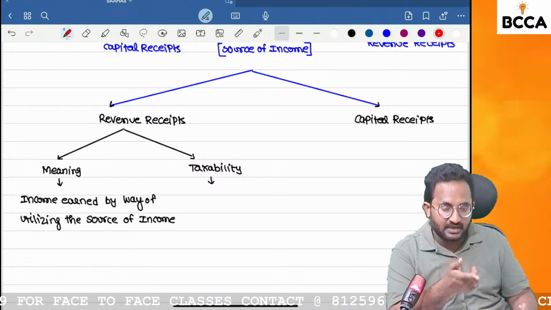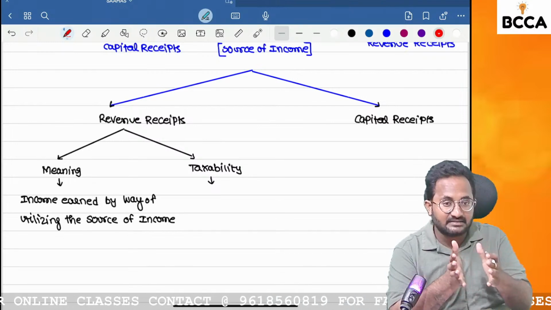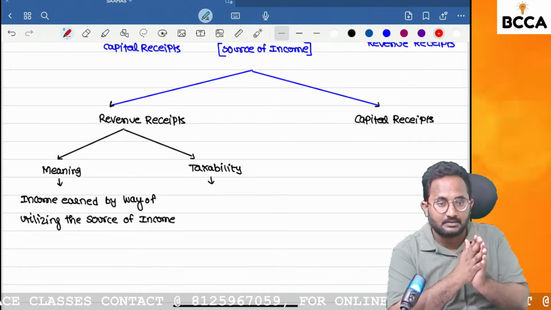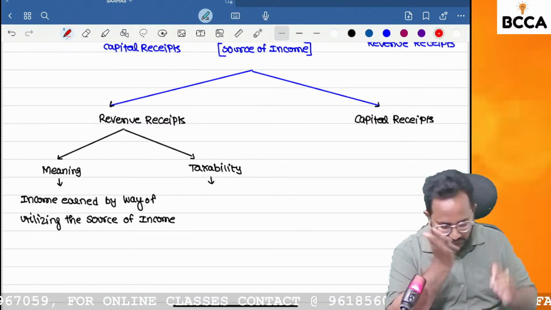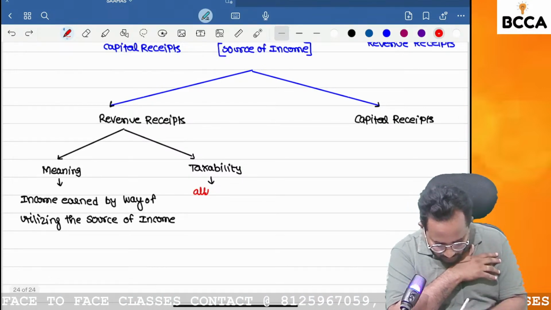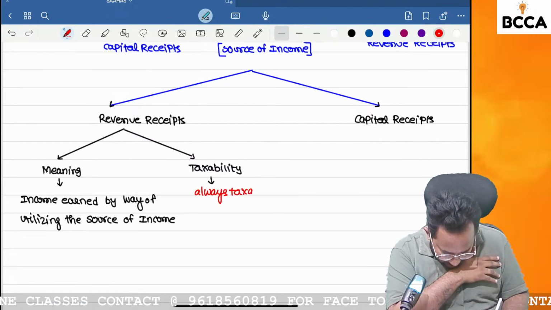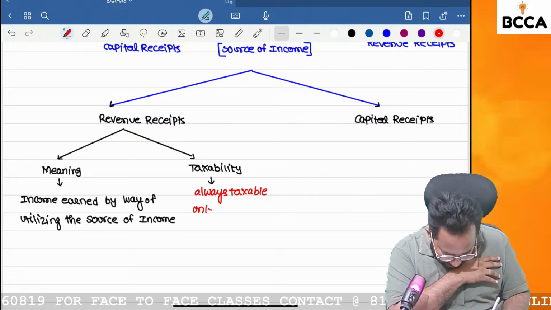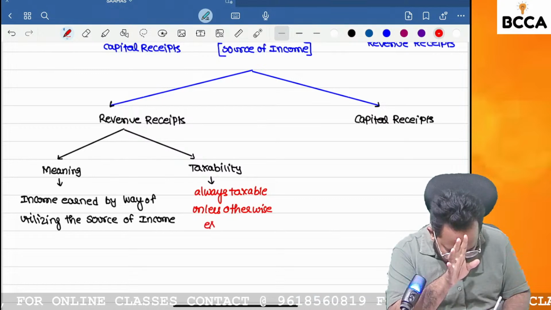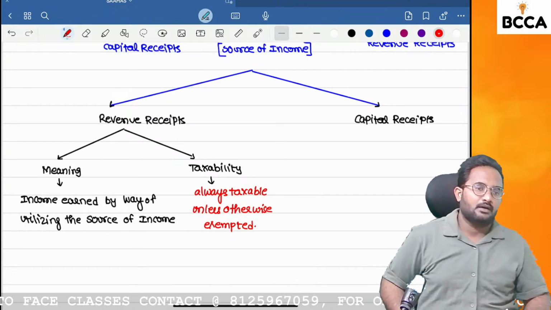Example, if any trade unions or any local authorities have house properties, that rental income is exempt in section 10. So in certain circumstances only rental income is exempt. In all the remaining cases it will be taxable. Always taxable unless otherwise exempted. Are you clear up to now?